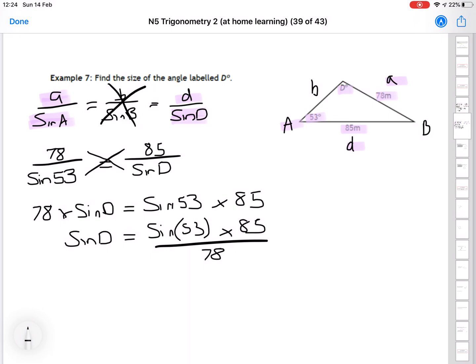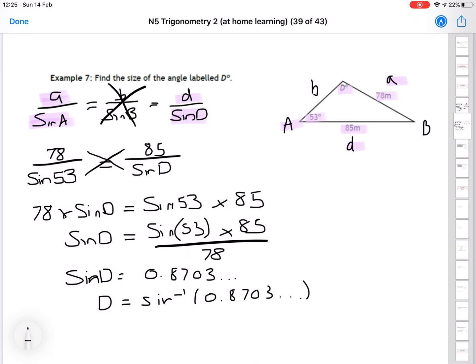So for this value, when you type that into your calculator, we're going to get 0.8703 and so on. So write a few, 3 or 4 decimal places. And then we need to find angle D, so we need to do inverse sine of that last answer, 0.8703 and so on. Remember, you would do inverse sine and then use the answer button on your calculator to use that last answer, keeping it as accurate as you can. And for our answer here, we get 60.49, so I would round that to 60.5.